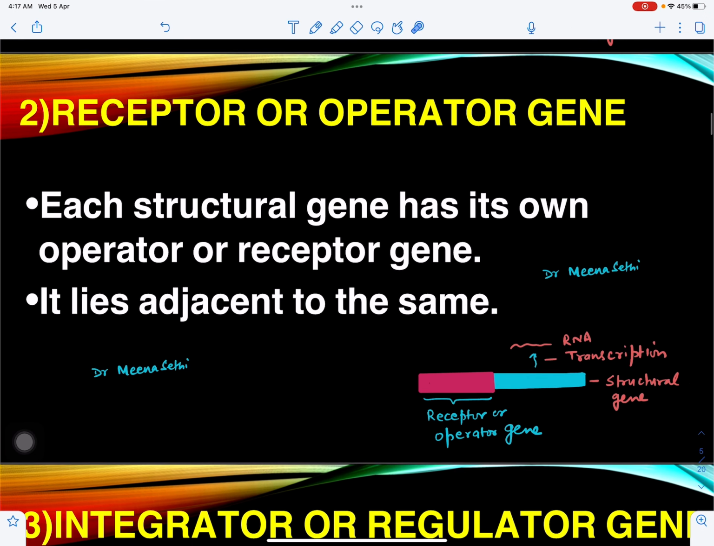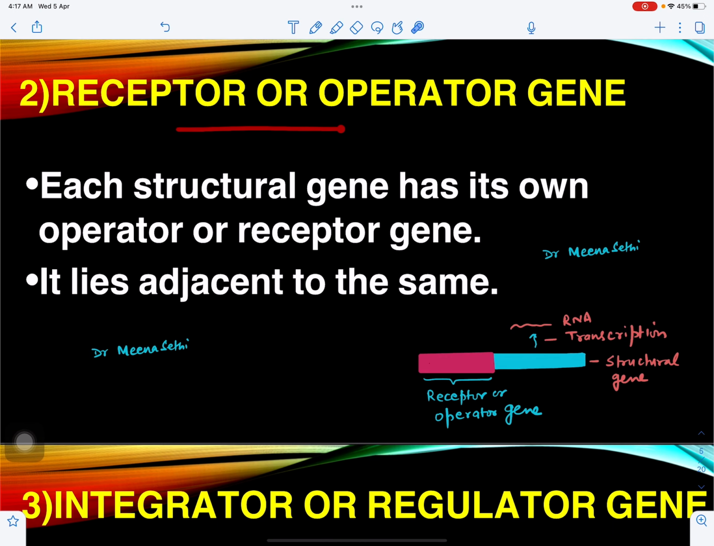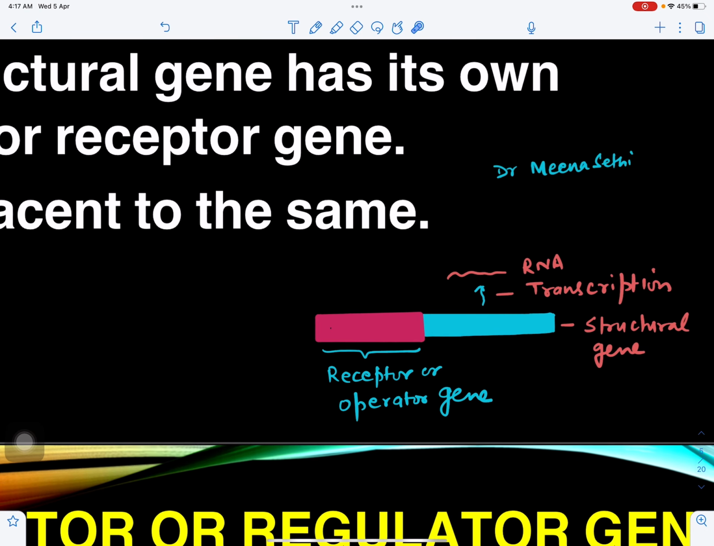The second kind of gene is the receptor or operator gene. This receptor or operator gene is linked with the structural gene. We can see here, the operator gene or receptor gene will receive the information. It will be recognized by RNA polymerase. Then RNA polymerase will move to the structural gene for the transcription process.